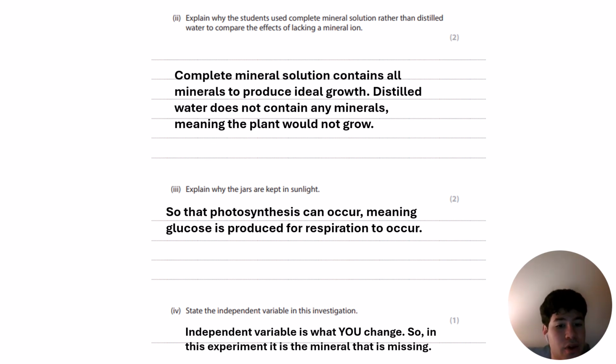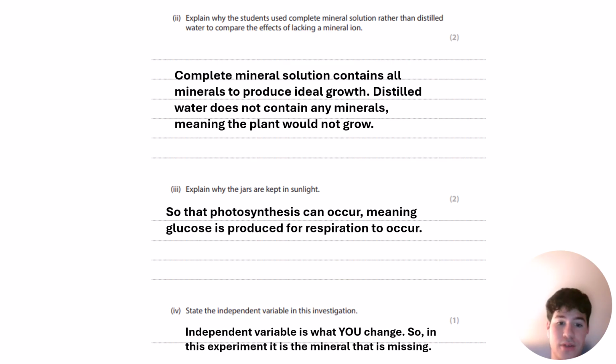Explain why the jars are kept in sunlight, so that photosynthesis can occur, okay? Meaning glucose is produced for respiration to occur. State the independent variable in this investigation, okay? The independent variable is what you change, okay? Independent, in charge of. It's what you're in charge of, okay? So in this experiment, it is the mineral that is missing, okay?